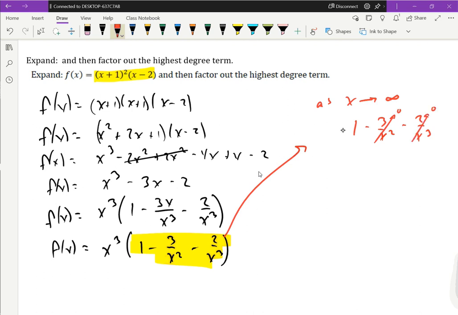So as x approaches infinity, this whole piece in here goes towards 1. So we could say this, as x approaches, and it doesn't matter if we're going to positive or negative infinity, f of x is going to start acting like x cubed, which is overall just the leading term, the highest degree term that we had in here. And so that is one of our theorems that we have in algebra.